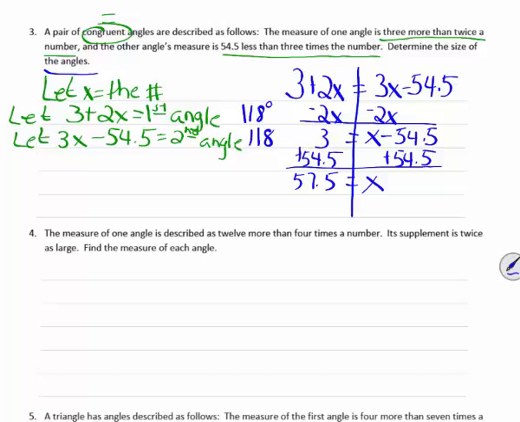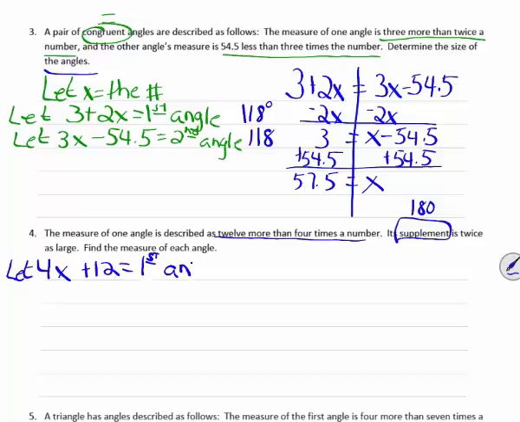All right, moving on. The measure of one angle is described as 12 more than 4 times a number. Its supplement, 180 degrees, that's review from 7th grade, is twice as large. Okay, so it's described as 12 more than 4 times a number. So 4x plus 12. Let that equal the first angle. The supplement is twice as large. Well, twice as large means to multiply by 2. So we're going to let 2 times 4x plus 12 equal the second.